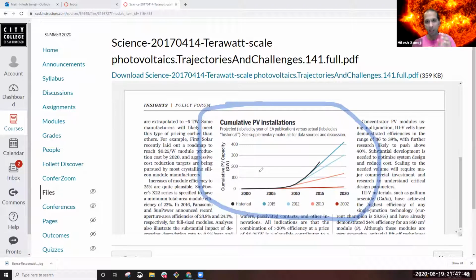We predict so much amount of solar, and then the real amount of solar that gets installed is greater than that. Then again, we predict more solar installs, and then the real amount that gets installed is even greater than that. And that's what we're trying to show here. This black line shows real solar, and the trajectory is just amazing.